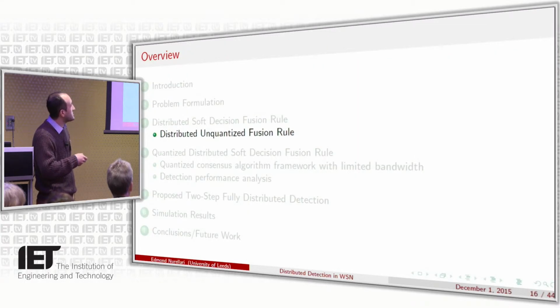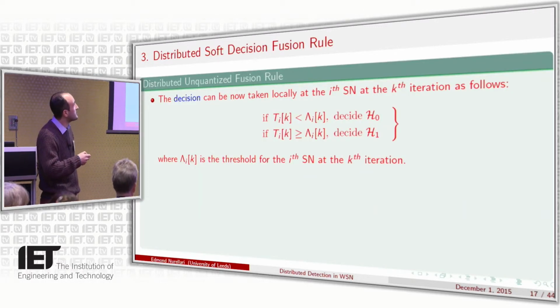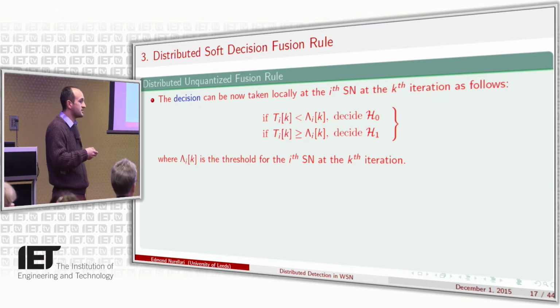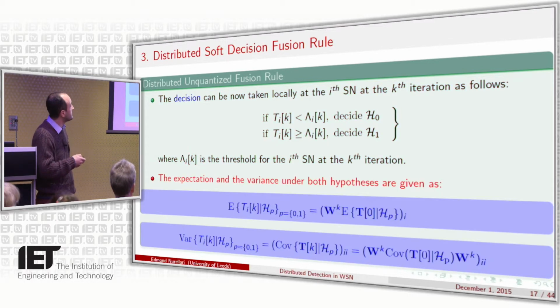So, distributed unquantized fusion rules. Having those test statistics at the ith sensor node at the kth iteration, again, we can decide on the presence of the signal, but now at the ith sensor node, where this is the threshold at the kth iteration. So previously we had the test statistic at the fusion center, but now our decision is actually across the whole sensor network.